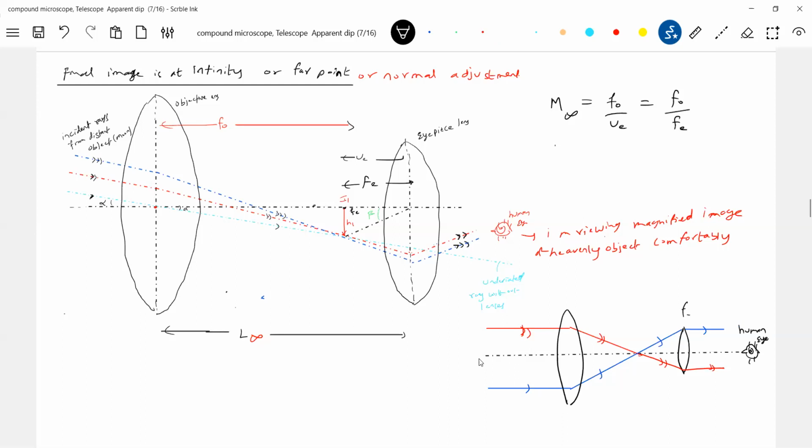Some students ask like this: Sir, object at infinity, image at infinity. Then what do we see? Object far away, we're unable to see. Then image at infinity, we're unable to see. Then what will we see? We will see that distant object only.